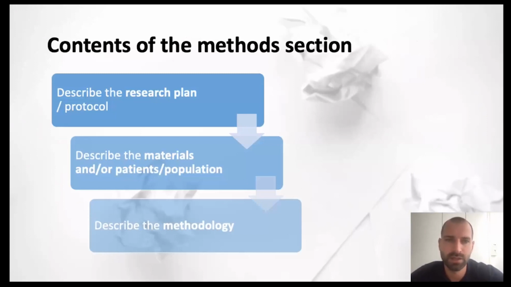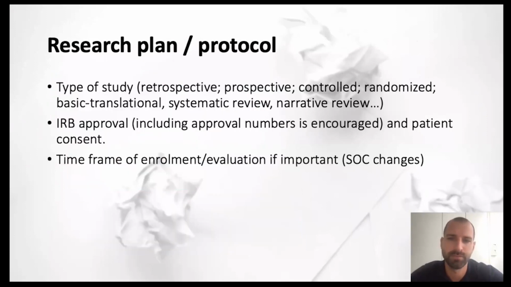So what are the contents of the method section? Well, first the research plan, then the materials, patients or the population, and then the methodology that you used. So in terms of research plan or protocol, describe the type of study, so it's very easy for the reader and reviewer to get an idea upfront of what type of study you're dealing with. Is it retrospective, prospective? Is it a randomized controlled trial? Also at the start of your method section, include IRB approval and informed consent if needed.